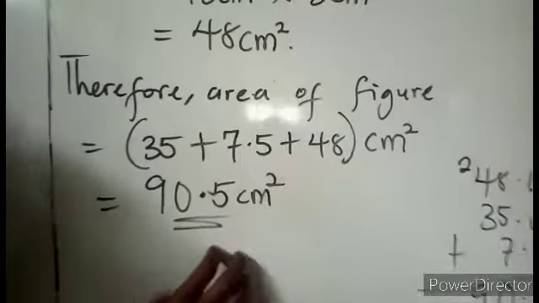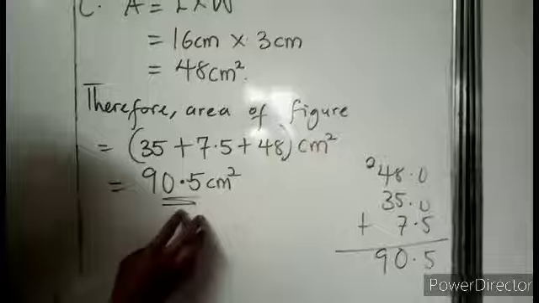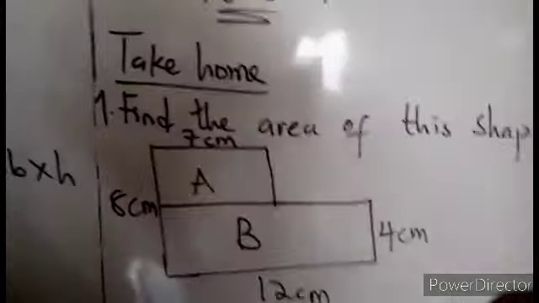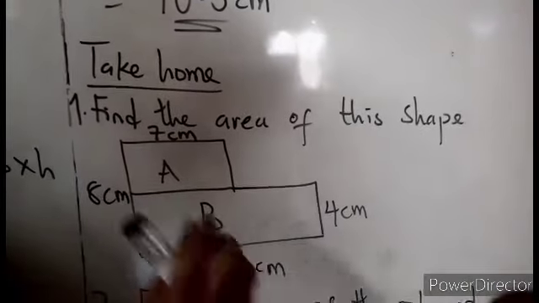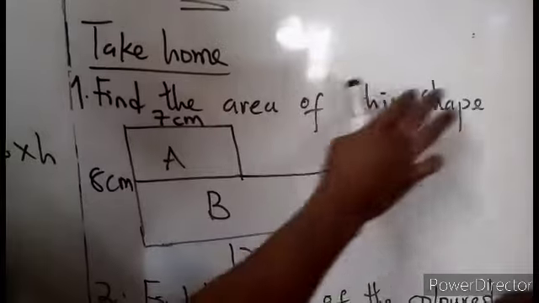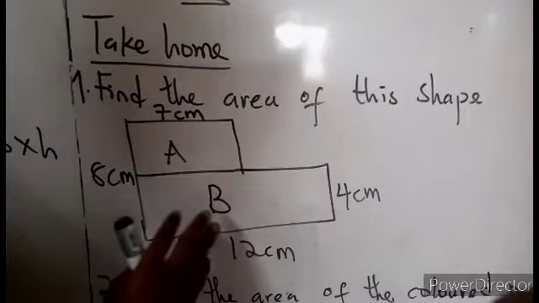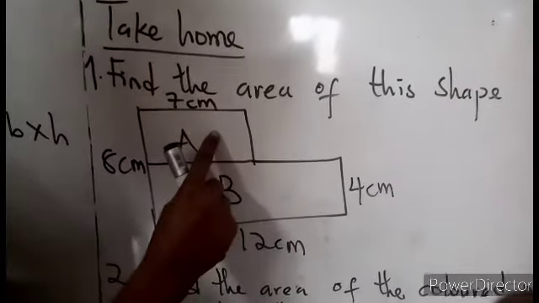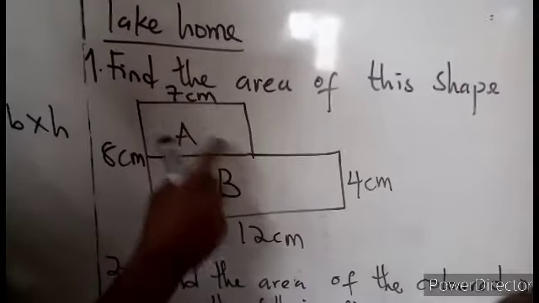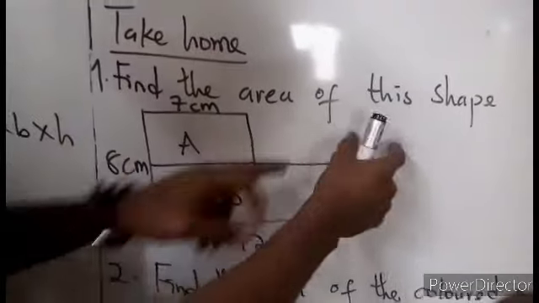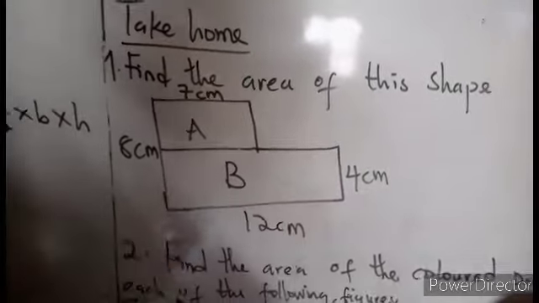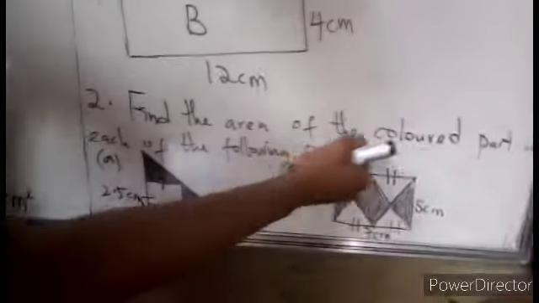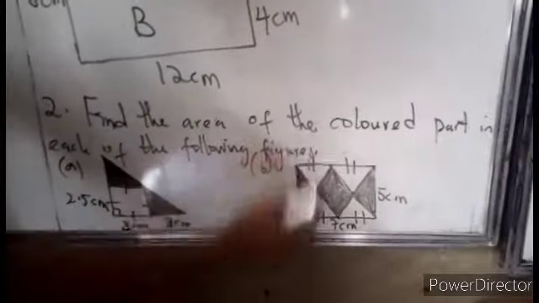At this point, I will leave you with your take home. I want to leave you with these questions, and I know you can do them. Follow the pattern I explained. You can use the pattern to answer these questions. Find the area of this shape. You can see I don't want to stress you. I have separated them into two parts, two rectangles. So just take this one as A and this one as B, and then use the area to solve them and add them together. Then 2, find the area of the colored part in each of the following figures.